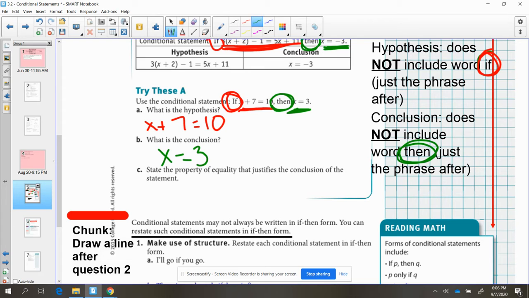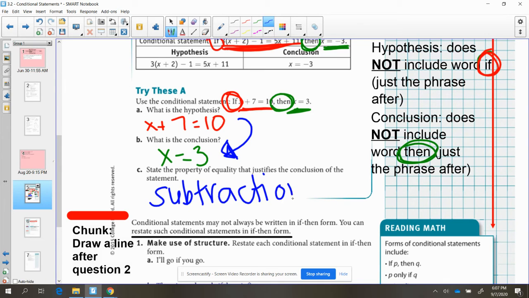Now, the property that's going to allow this hypothesis to turn into the conclusion, if you remember from yesterday's lesson, is going to be the subtraction property, because we can subtract over that positive 7 to get x equal to 3.